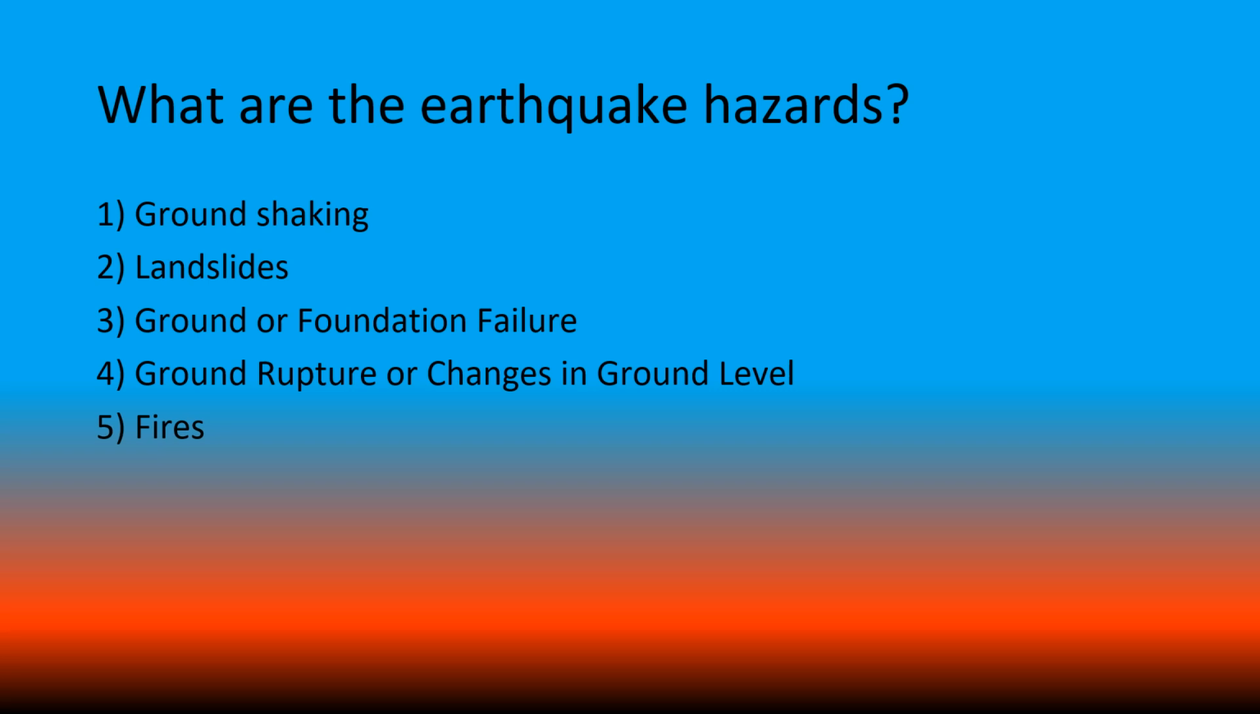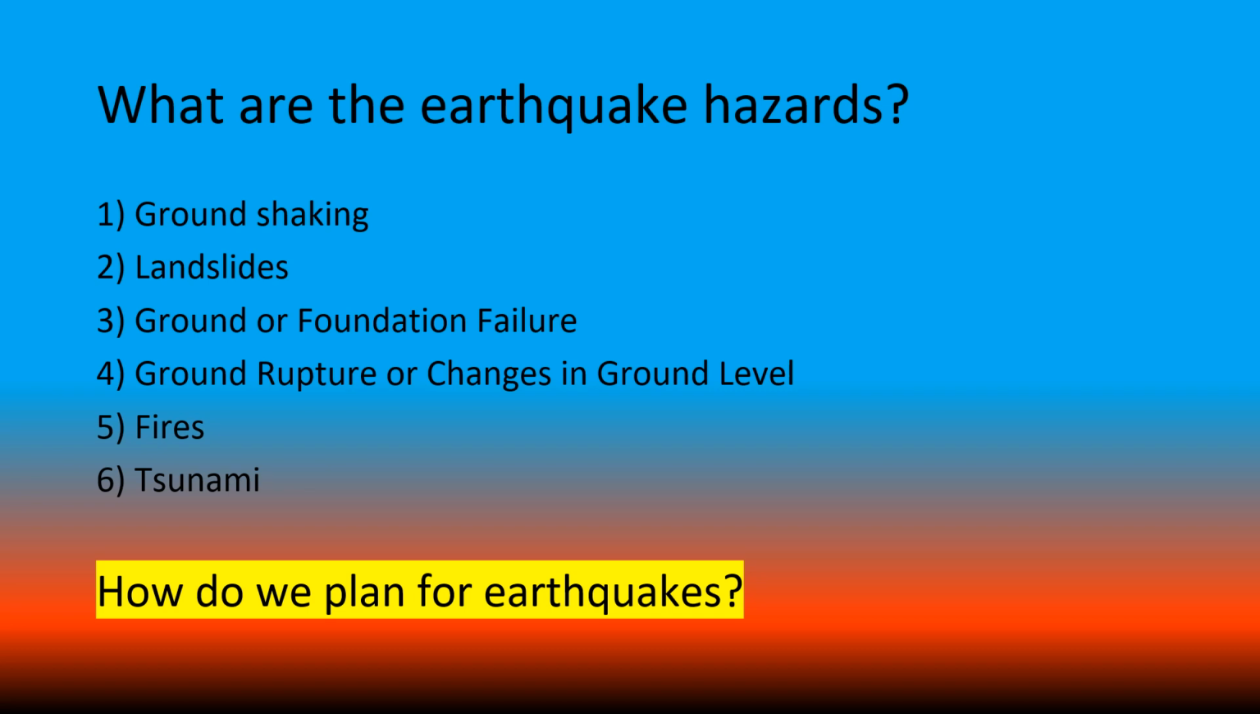We can get fires. And I want you to think about that one for a minute. How would we get fires? And then we can get tsunamis, which some of you pointed out in the Google Earth activity about the tsunami in Japan, caused by slippage along a subduction zone that caused earthquakes in the ocean. And usually earthquakes in the ocean cause tsunamis, so giant tidal waves. And then we'll talk about how we plan for earthquakes.